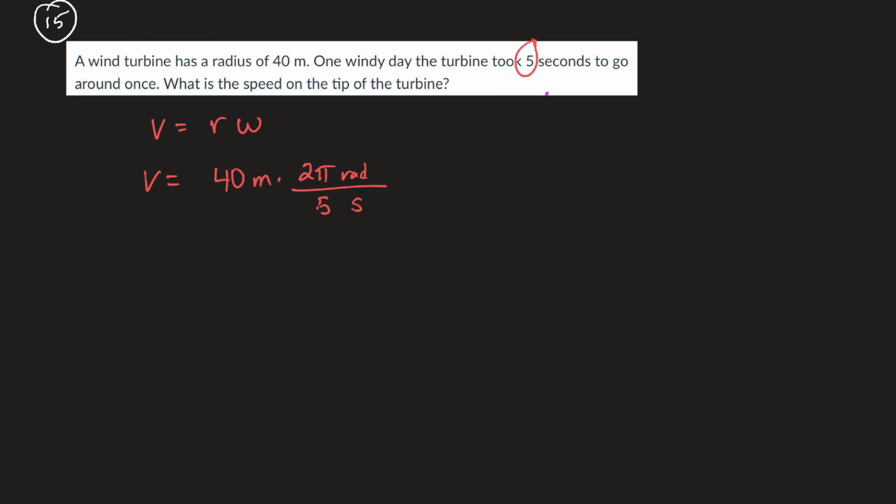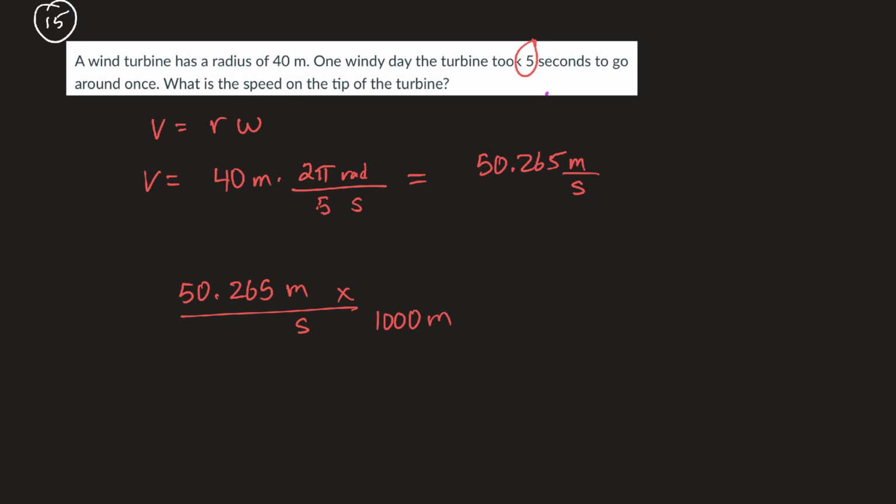Now they don't specify what speed units they want, so I guess we'll just write whatever we want. So 2 times pi times 40 divided by 5 gives me 50.265 meters per second, which is fairly fast, but I'm not sure how fast that is in my mind. I think in kilometers per hour. Let's convert it to kilometers per hour.